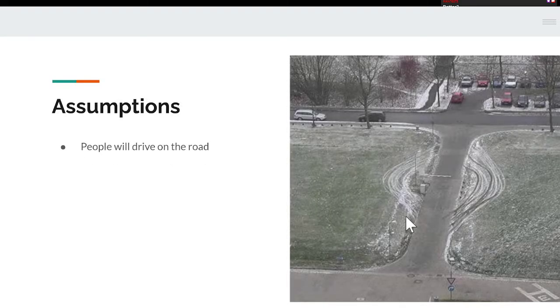So yeah, here are the assumptions. People are going to drive on the road or not, as you can see there. They might do.